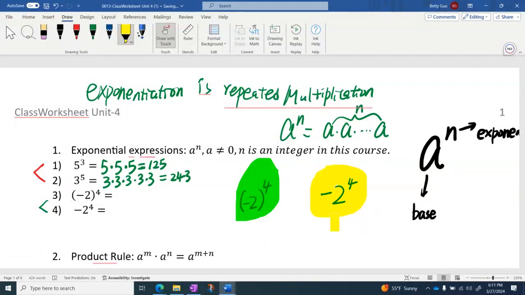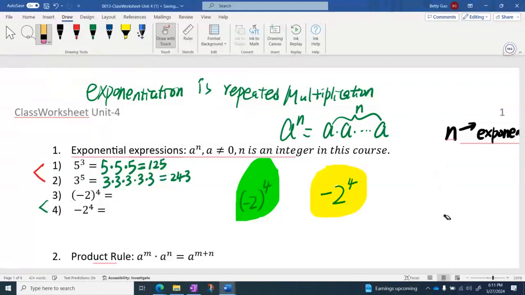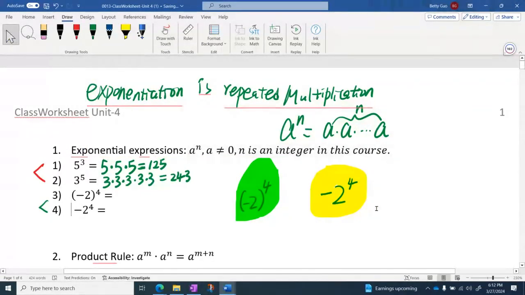Try the green first. -2 in the parentheses is raised to the power of 4. Yeah, we're gonna spend time to really understand the difference between the two expressions. They are different, by the way. What's the value for the green?